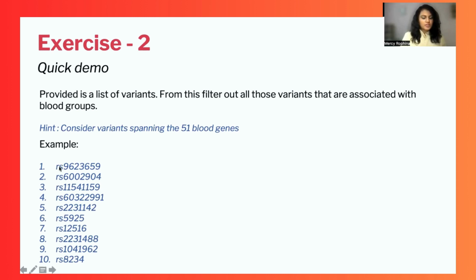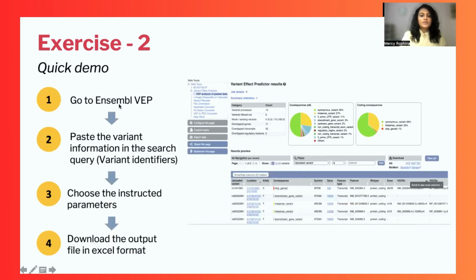So for the demo section, here I have a list of variants. All I need to do is to copy these variants and we are going to use a new web page here. This is called the Ensembl VEP web page. We are going to paste these variants in that particular web page, which I will be quickly showing in the demo also. And we are going to choose certain parameters and download the output file through which we will be able to quickly sort out those variants which are associated with the blood group genes.